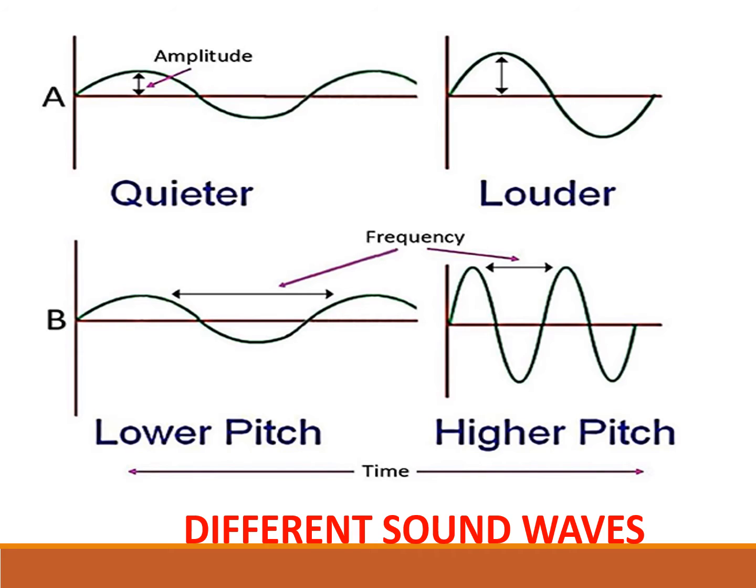These are the different sound waves. Upper left, you see the amplitude. Lower, you see the frequency, either high frequency, higher pitch, or lower frequency, lower pitch. Upper to the left is the quieter sound, when the amplitude is small. On the right is the louder sound when the amplitude is wider. These are the sound waves, which are noise.